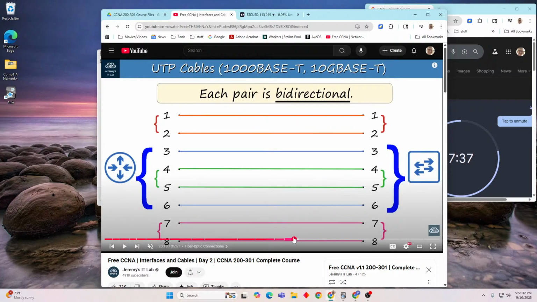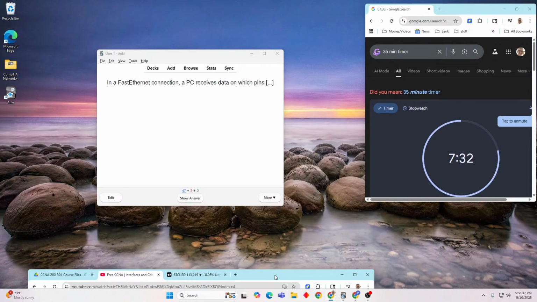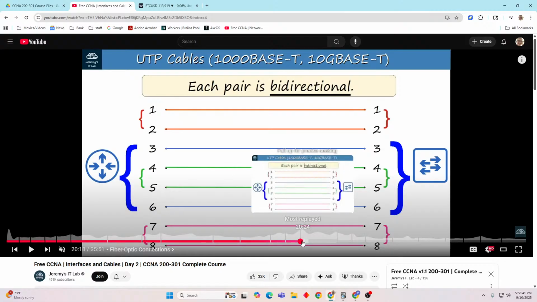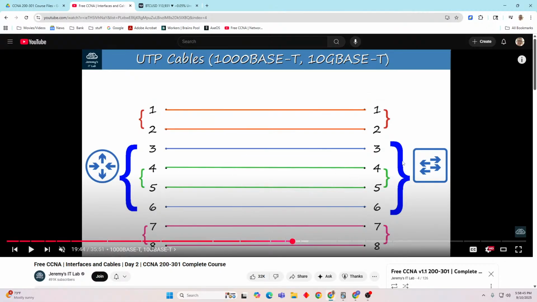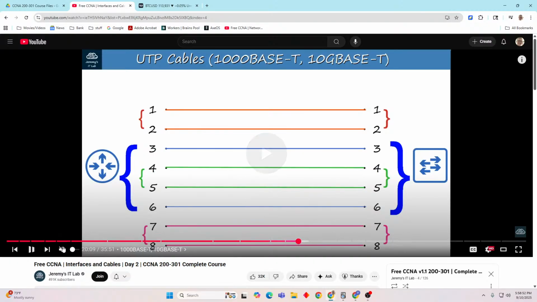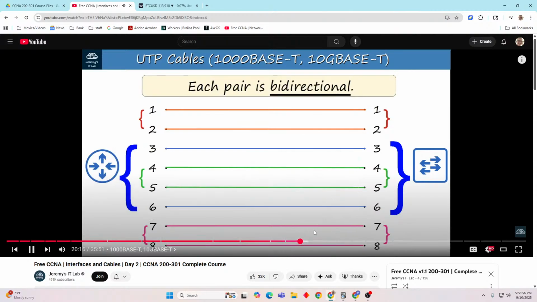What was the question? In a fast connection, a PC receives data on which pins? Well, this is a switch and this receives data? Specifically to transmitting data or receiving data. This is part of the reason that they can operate at much faster speeds.